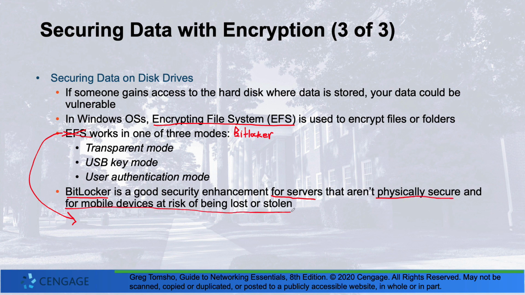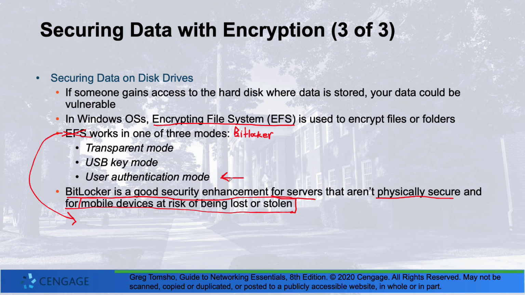So if somebody steals a laptop or a mobile device, a phone that has BitLocker on it, they're not going to be able to even turn it on. When it turns on, it's going to ask them for a PIN number. That's the user authentication mode. If the user doesn't have that PIN, they can't even start the operating system, much less get to the files that are encrypted.